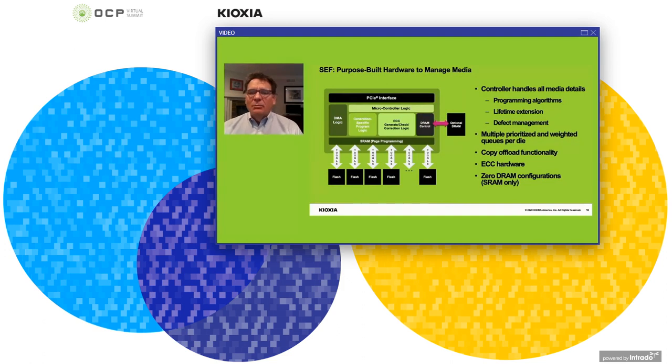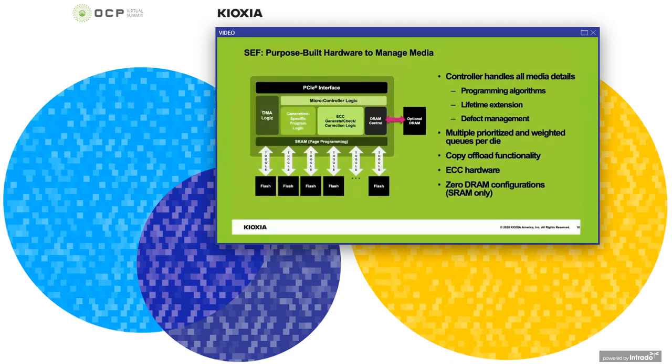This is a high-level block diagram of an SEF unit controller. You'll notice that at the top of the diagram, it is a PCI interface to the system. At the bottom of the diagram, this particular controller is implementing the industry standard toggle interface to talk to flash. Other controllers could use other flash interfaces such as ONFI. The important thing to note is that industry standards are used wherever possible, and that the actual logic of the controller itself is focused on media management.